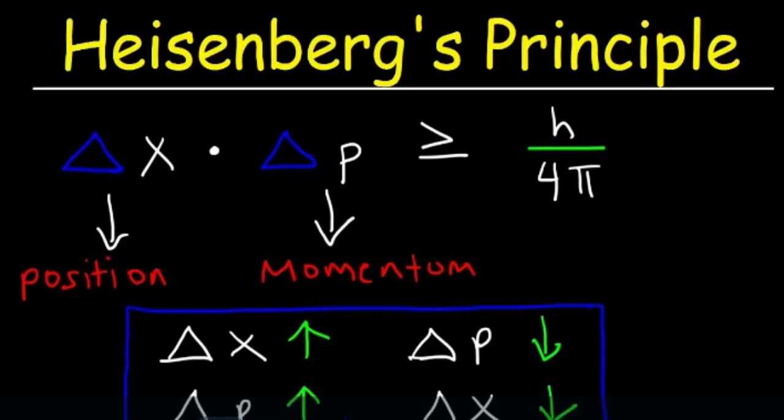Next equation, Heisenberg's uncertainty principle. This equation was given by Werner Heisenberg in the year 1927. This equation states that the more certain you are about a particle's momentum, that is p, the less certain you are about the particle's position x. Therefore, the momentum and position can never both be known exactly.